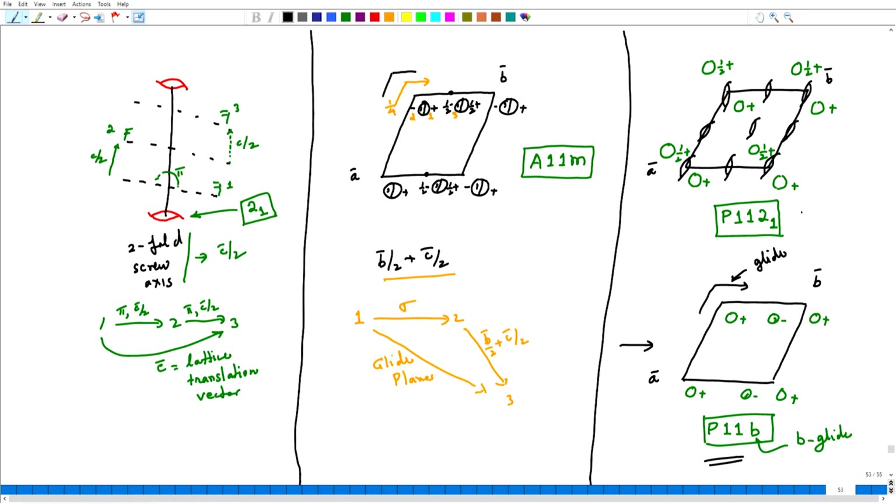Now, we had seen in the earlier lecture this particular space group P112 sub 1, where in this case this is A, this is B and the C axis is the unique axis. So, where the 2 sub 1, the 2-fold screw axis, is parallel to the C axis. So, C axis is unique.